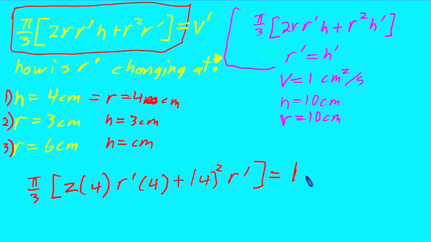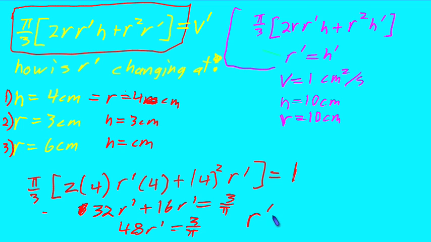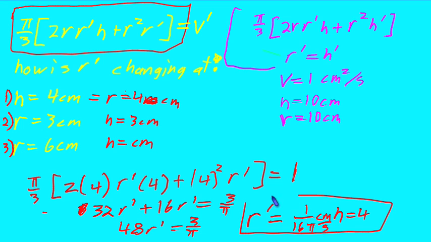Grab my calculator here and calculate some things out. This is going to be 32 r prime plus 16 r prime equals 3 over pi, which equals 48 r prime equals 3 over pi. So r prime is going to be equal to 1 over 16 pi when h equals 4. And these are centimeters per second because we took the derivative with respect to time.